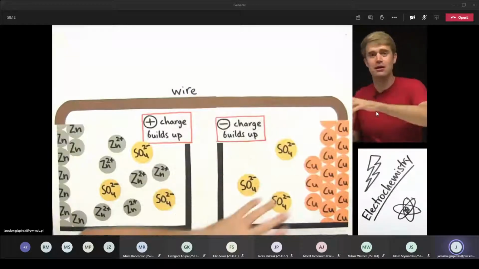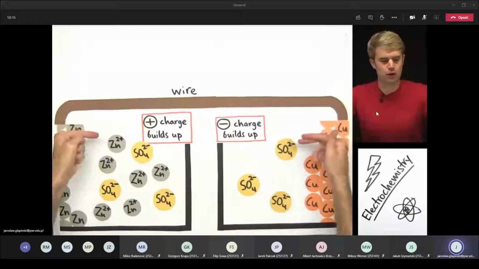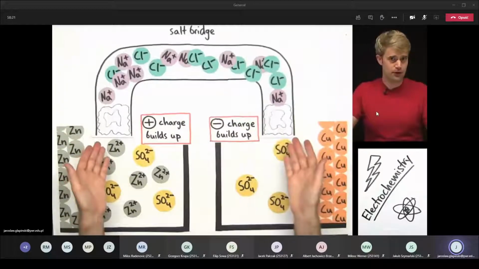It can't continue to make electricity. So that is where the salt bridge comes in. Let me get rid of this wire and show you what the salt bridge looks like. Here is the salt bridge.